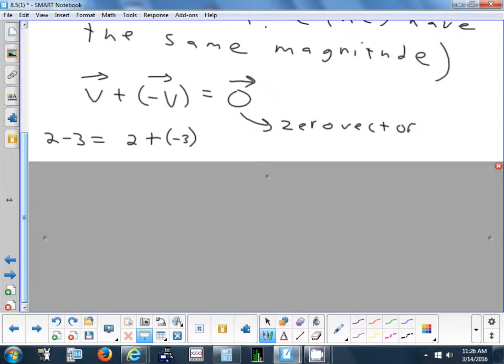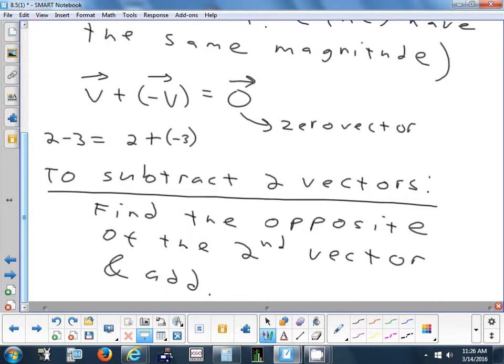And what did we just say opposite means? It affects the direction. So all you have to do is, if you want to subtract, take your second vector, flip it around, like rotate it 180 degrees, and then add it. By flipping the direction, that makes it negative. And that's how we do subtraction. Find the opposite of the second vector and add.